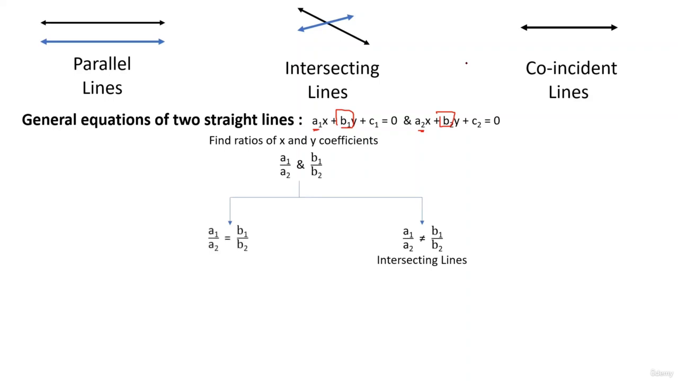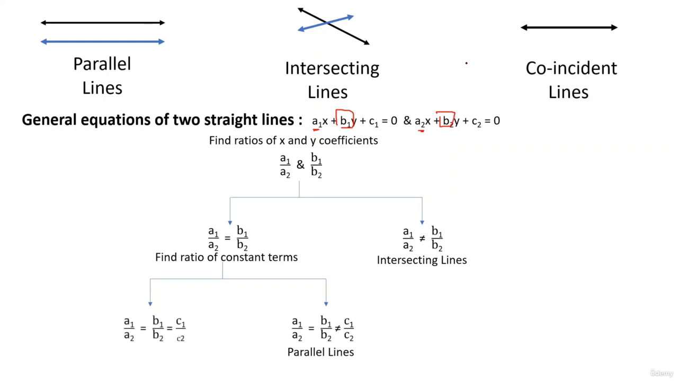But if they are equal, then we have two further cases. That we'll find out by finding the ratio of the constant terms. So we find a1 upon a2 equal to b1 upon b2. If it is not equal to the ratio of the constant terms, then we get parallel lines. And if all the ratios are equal, we get the condition of coincident lines. This is also called the condition of consistency.